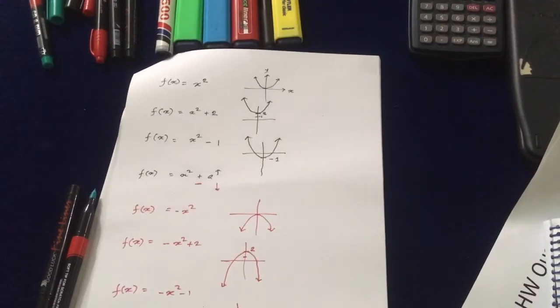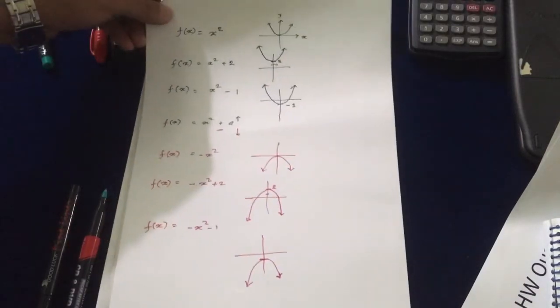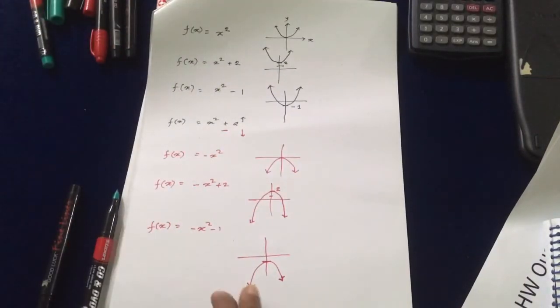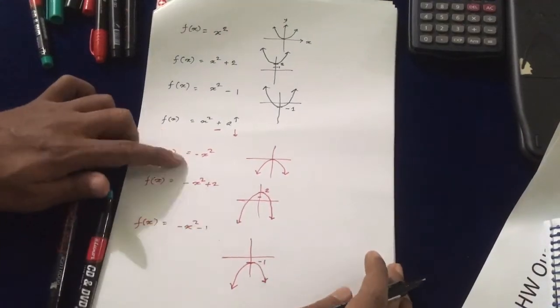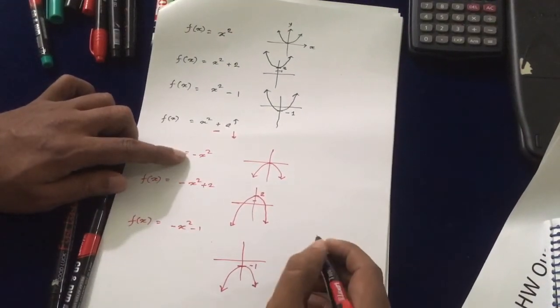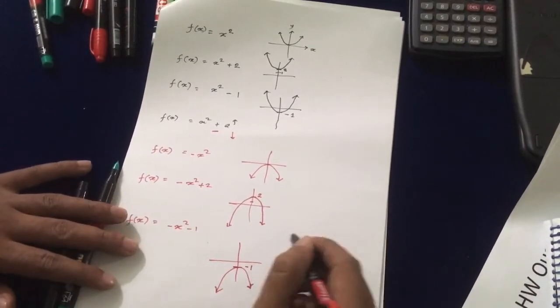So this one, you have not seen that, so see this one is this. So this is our minus 1. So what happens here, for the minus, our graph actually gets the reflection.